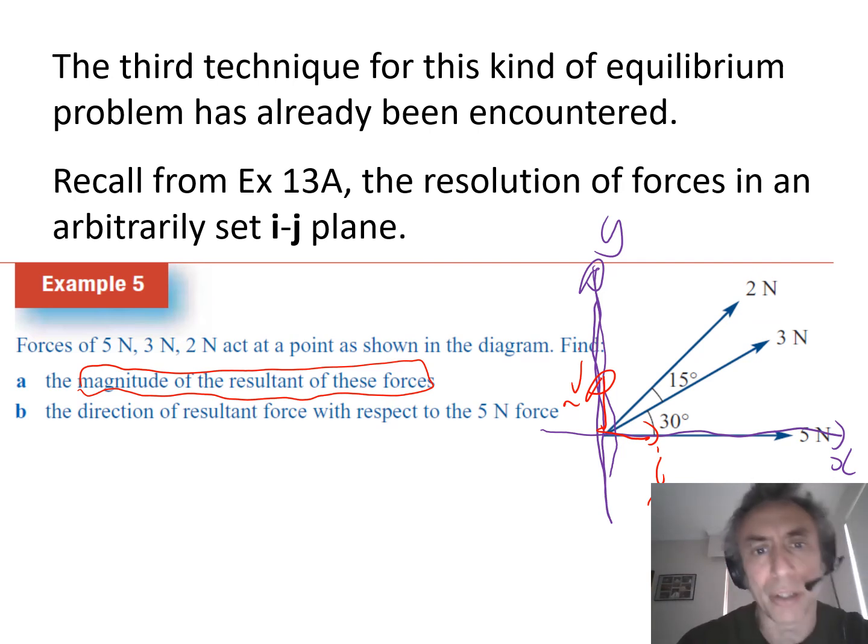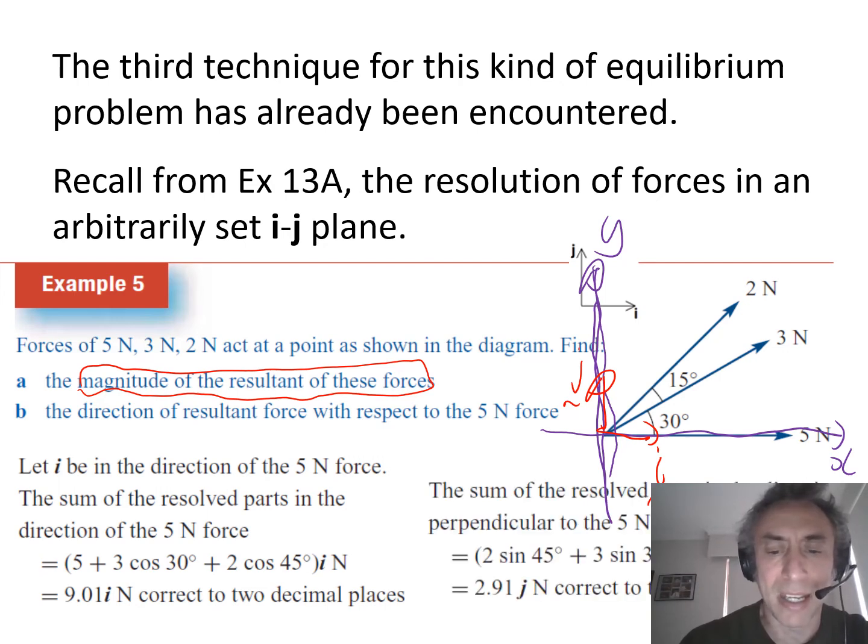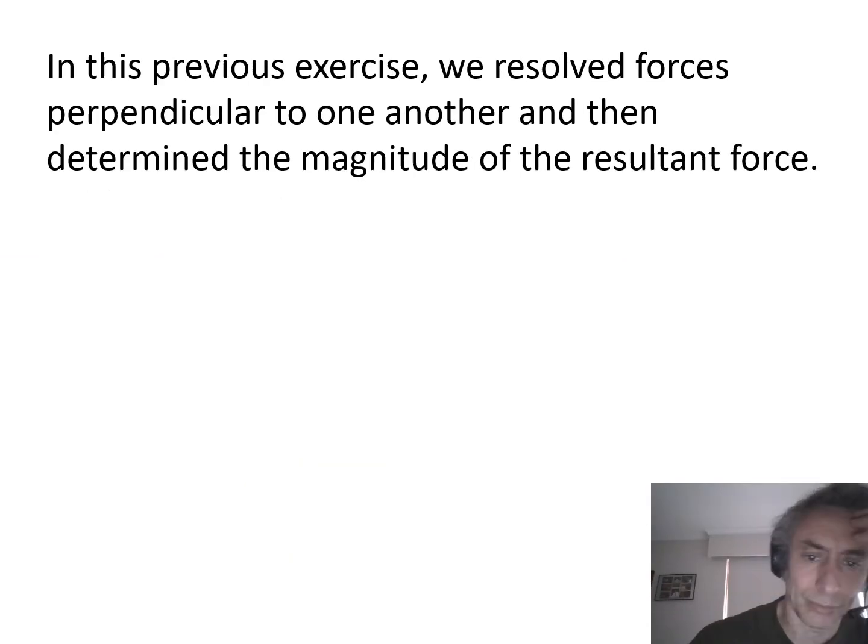When we apply it to situations of equilibrium, it's far easier. The i's cancel, the j's cancel. That's what it's all about. So let's just recall what that was about. There are the components in the i direction once we've got positive x aligned with the 5 Newton force, and there are the components of the j force, the sum of the resolved parts running perpendicular to the 5 Newton force.